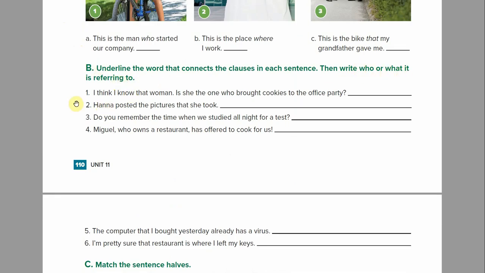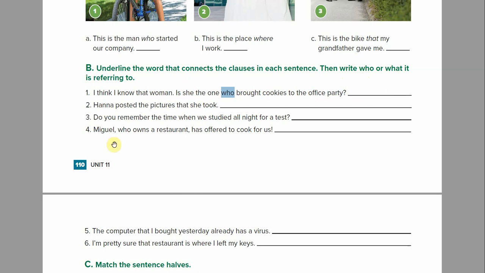So number one, I think I know that woman. Is she the one who brought cookies to the office party? All right, so this one is who. So underline who. And then who is it referring to? It is referring to that woman. So all of this is referring to this woman.